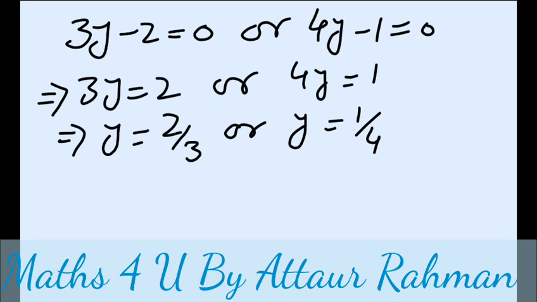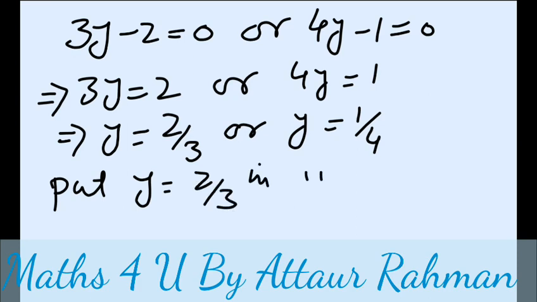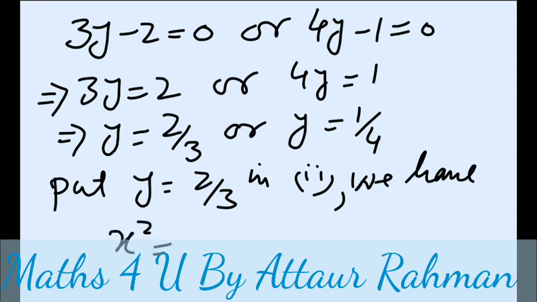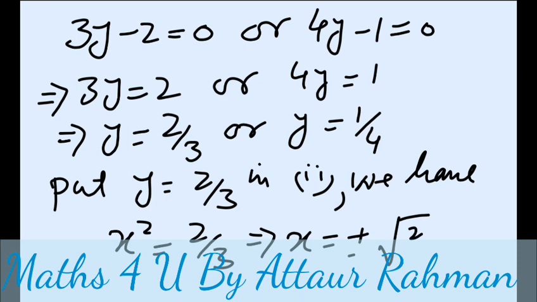But these are not our solution. Our solution must be in our original variable, that is in x. So we will substitute these two values of y in equation number 2 to get the value of x. Then let us put y is equal to 2 over 3 in equation number 2. We have x square is equal to 2 over 3. Now to find the value of x, we will take the square root of both sides. That is, x is equal to plus minus the square root of 2 over 3. So for one value of y, we have two different values of x.